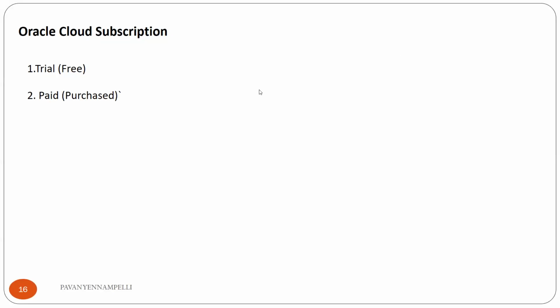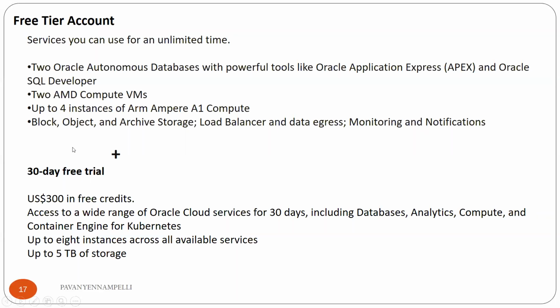Hi everyone. In this lecture, we will discuss the different types of cloud subscription model in Oracle Cloud Services. So we have two types of services, which are trial account and paid account. In trial account, you will be getting few Oracle resources as free to use for unlimited time and lifetime. And apart from that, you will be getting $300 of free rewards as a welcome bonus.